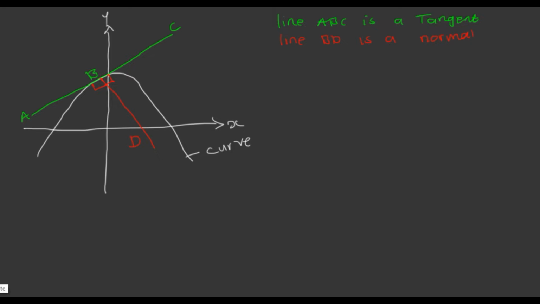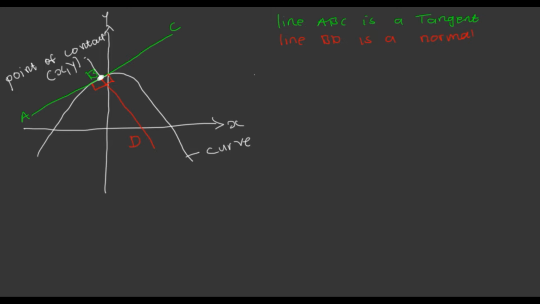Also, the other point we need to know is the point where the three lines meet. This point is known as the point of contact. And the point of contact is given in the form of coordinates, so we have x, y. Sometimes you may be asked to find the point of contact.